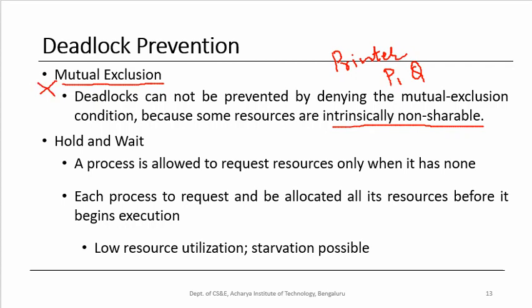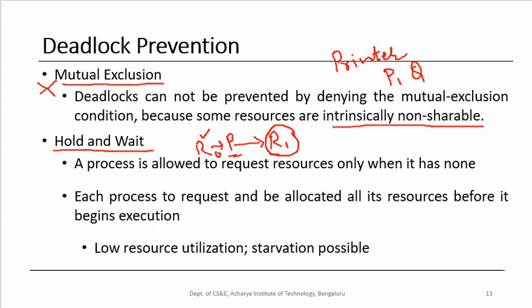Now we have to look at avoiding or preventing the other three necessary conditions that we discussed. The next necessary condition is hold and wait. You know what hold and wait is? A process P could hold a resource R0, and it might request another resource R1. If R1 is not available at that point of time, P is going to wait. So this is what is known as hold and wait, and it is not going to release this resource R0.